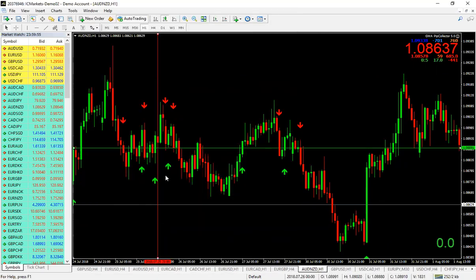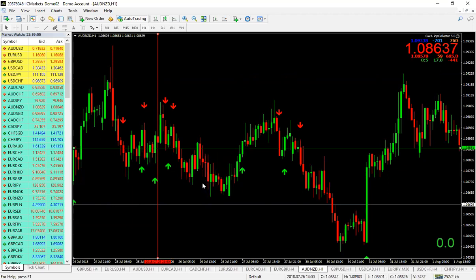Okay, so basically this is where the entry would be. And as you know, with all indicators and auto traders, you would not win every trade. You will win some and lose some, but ideally, to be profitable, you will have to win a lot more, or at least get a lot more pips, to be profitable. So that is basically how the PipCollector will take trades for you.